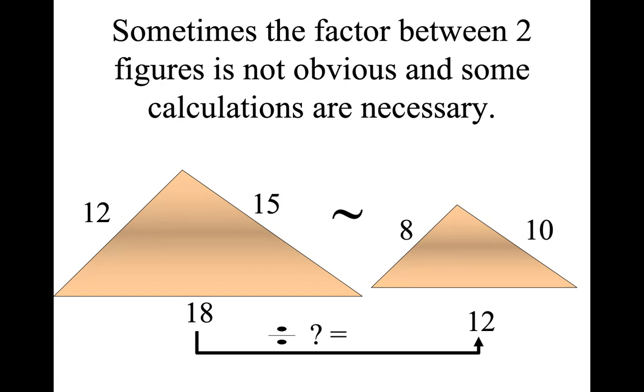10 divided by 5 is 2. 15 divided by 5 is 3. So 2/3. Let's think about that. If I multiply 15 by 2/3, 15 times 2 is 30, divided by 3 is 10.